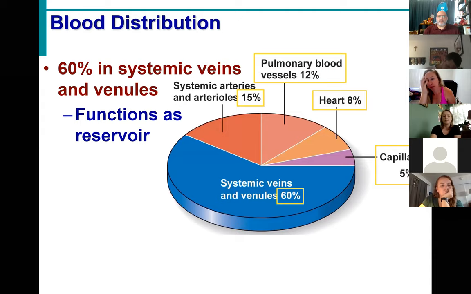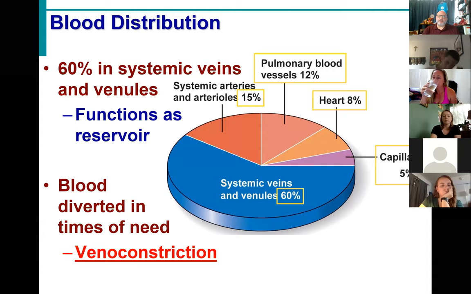That would increase our preload, as we talked about, by sending the blood back more rapidly to the heart so that we are able to increase that spread of the blood to the parts of the body that need it to deal with that stressful situation or that vigorous exercise or whatever else we are doing. All right, questions on that?